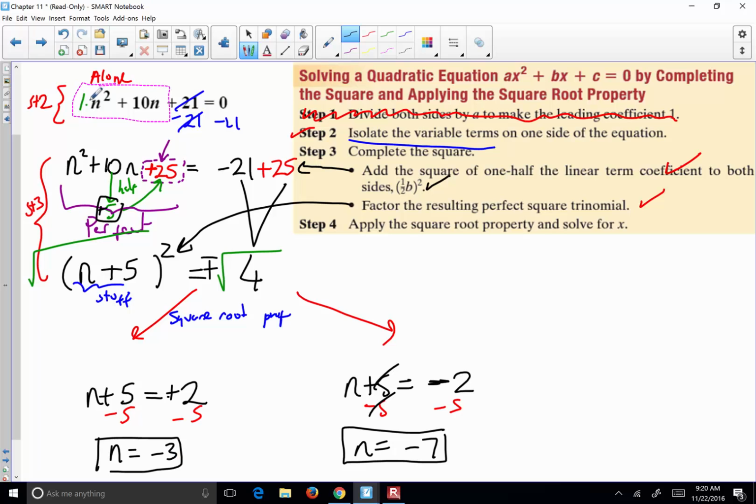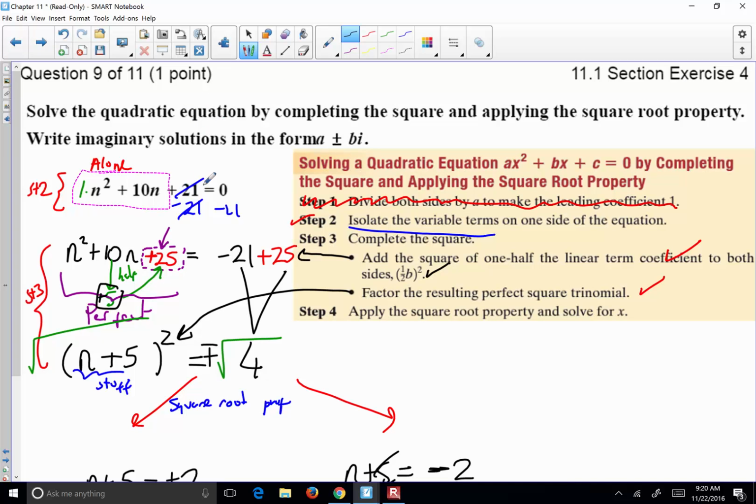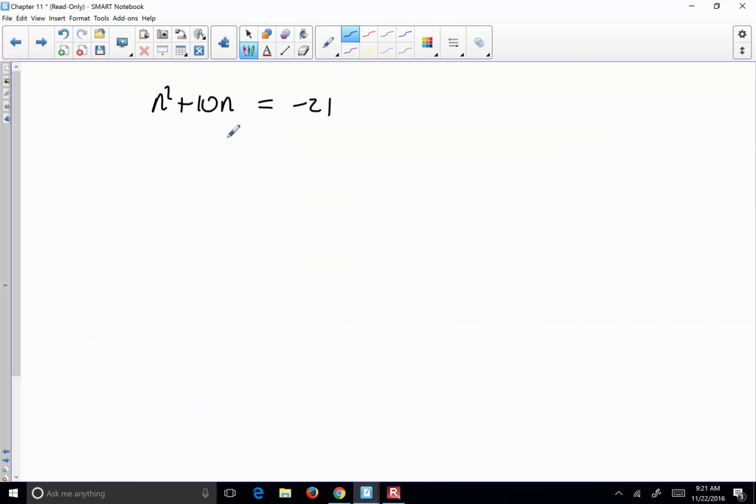Again, if you have a number in front, you divide, which is not the case on this question because it's 1. Could you have avoided all of that because it's a perfect square trinomial? Could you have just skipped all of that, moved 21 over to the other side, and then written n plus 5 squared? So you moved 21 to the other side and made minus 21? So you're saying this is n plus 5 squared? Would that be that way?